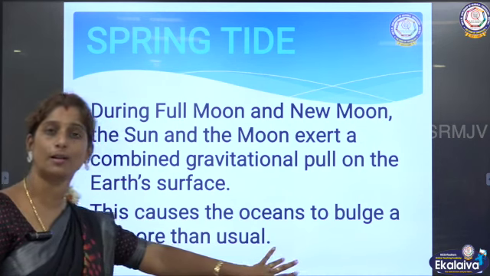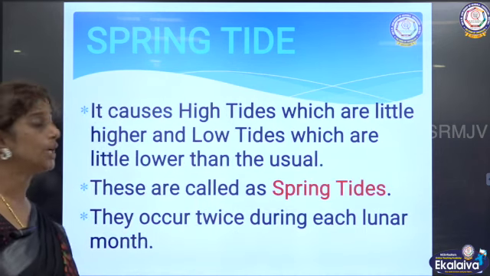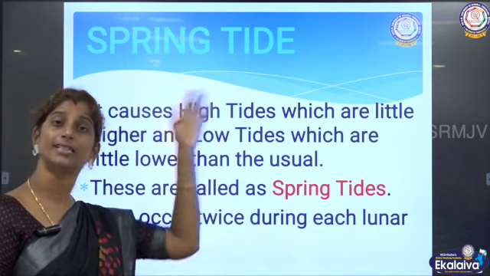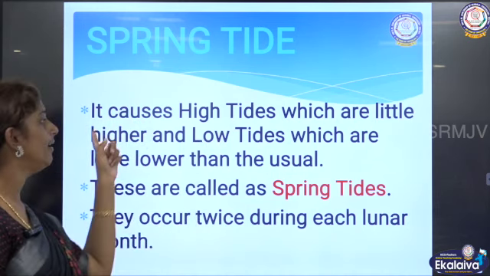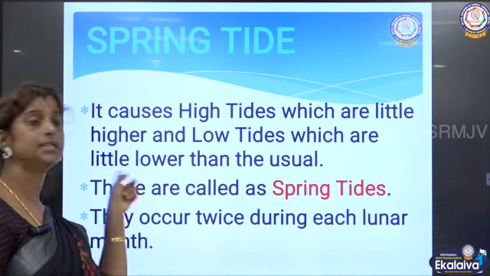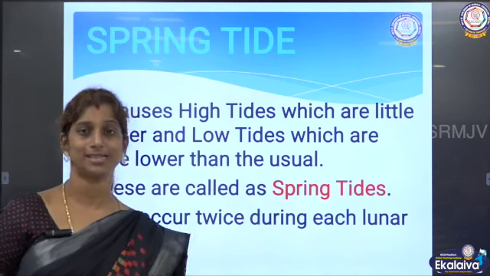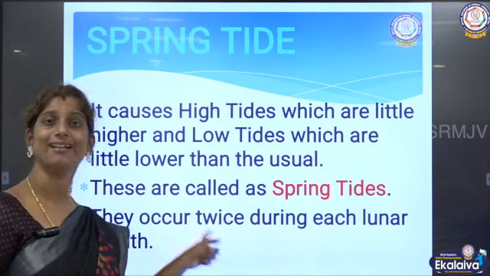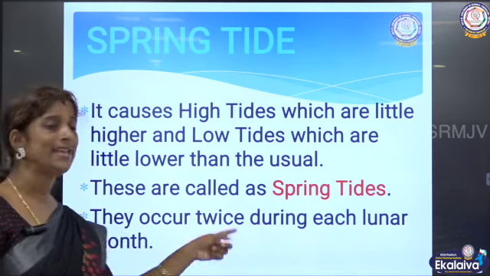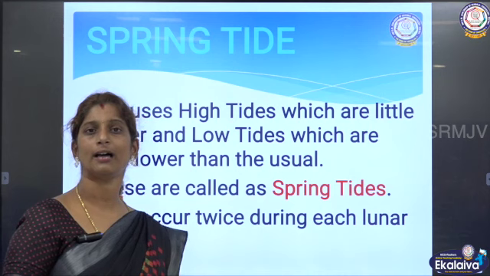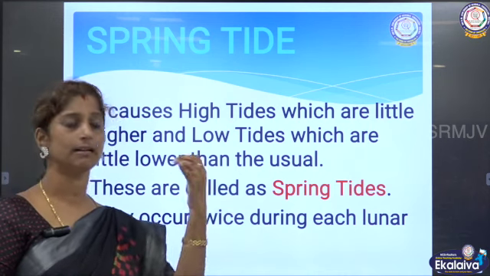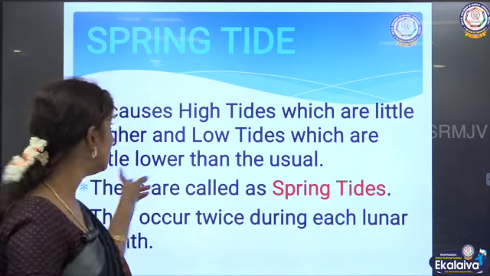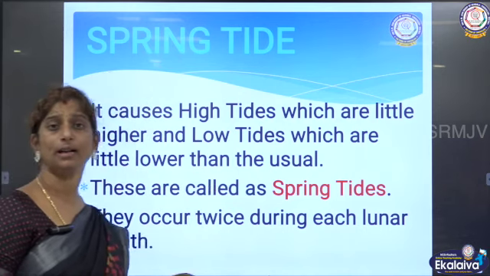So the bulge will be a bit more than the normal bulge. This causes high tides which are a little higher, and in the same way low tides which are a little lower than the normal tides. Fine. So these are called spring tides, and this will happen twice during each lunar month. Each lunar month has a new moon and a full moon day. On these two dates, the spring tide will occur.